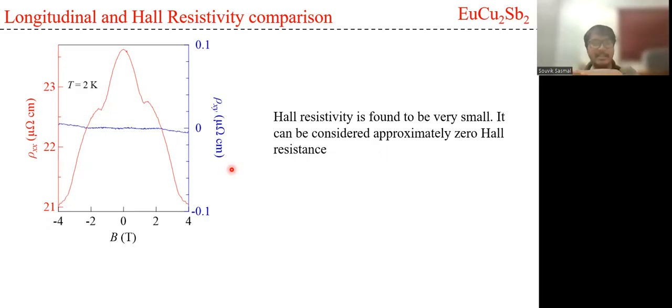Let's say my sample is like this. The field is along this direction and the current is along this direction. Now we can rotate like this, so that we have also seen. And yes, actually, I can show you that one.